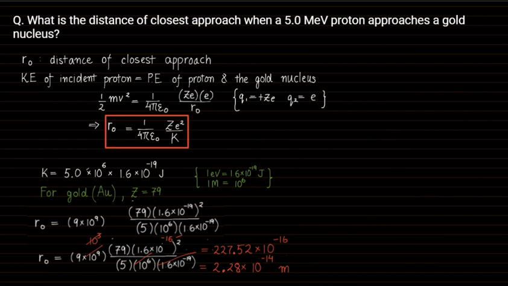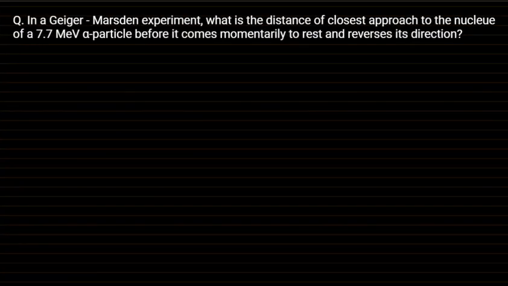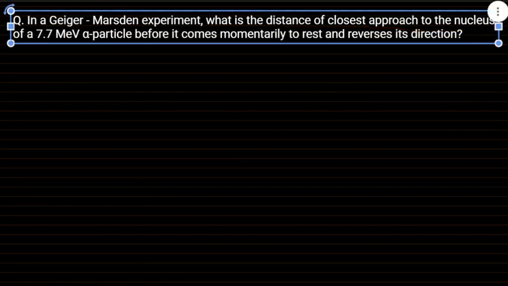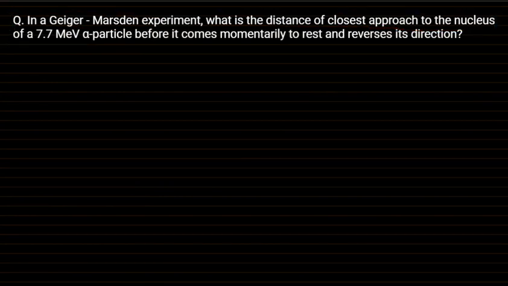Now on this similar pattern, I have another question. In this question, this is a Geiger-Marsden experiment. Geiger-Marsden experiment means your Rutherford experiment. In your Rutherford experiment, what is the distance of the closest approach to the nucleus of a 7.7 mega electron volt alpha particle before it comes momentarily to rest and reverses its direction?